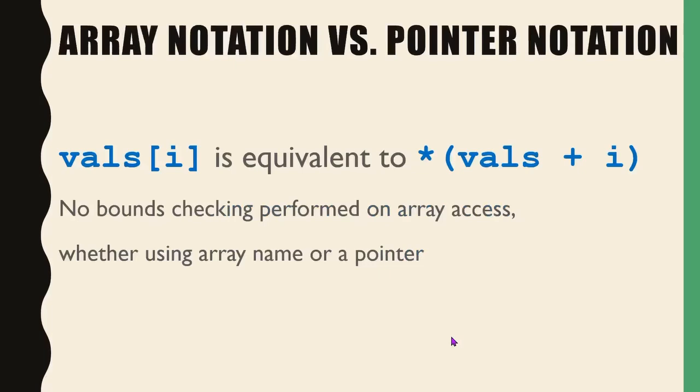So just to be clear, array notation would be vals sub I, and it's equivalent to pointer notation, which is star parenthesis vals plus I in parenthesis. Just like with array notation, pointer notation still does not have bounds checking. So it's possible to get out of bounds using pointer notation.